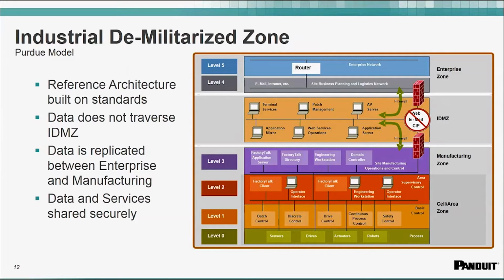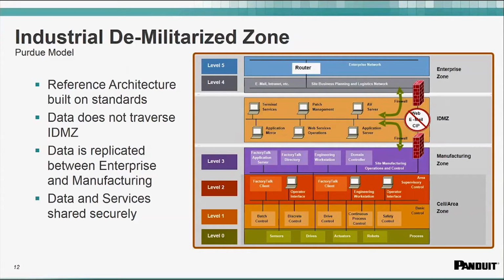This is a modified version of the Purdue model. The Purdue model is the basis for network architectures. It is also adopted in ISA 95. The Purdue levels transcend from the lowest level of sensing, drives, and actuators, up to enterprise systems such as ERP. However, this version also includes an industrial demilitarized zone, or IDMZ.